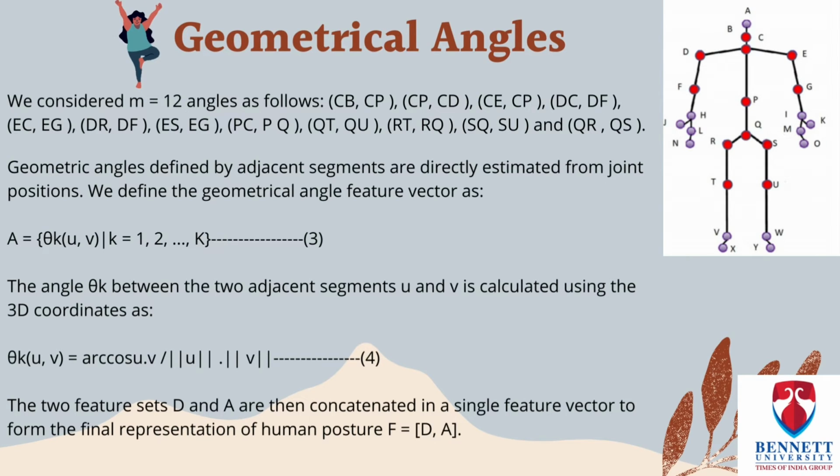The angle theta k between the two adjacent segments u and v is calculated using the 3D coordinates as theta k uv equals arc cos of u dot v divided by the absolute value of u times the absolute value of v. The two feature sets D and A are then concatenated in a single feature vector to find the final representation of human posture, F equals D, A.